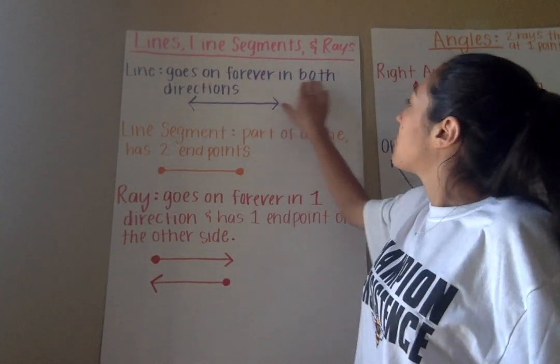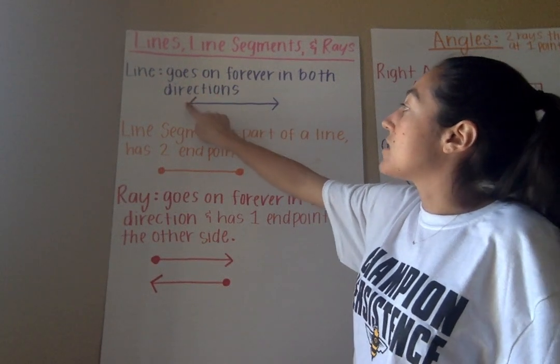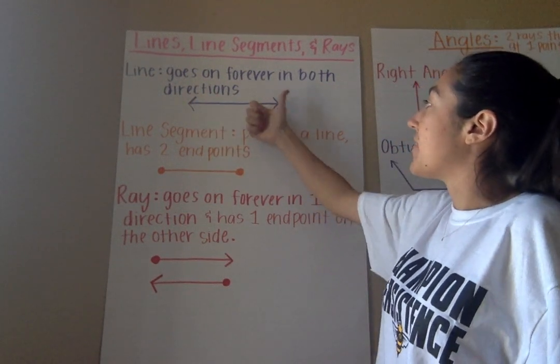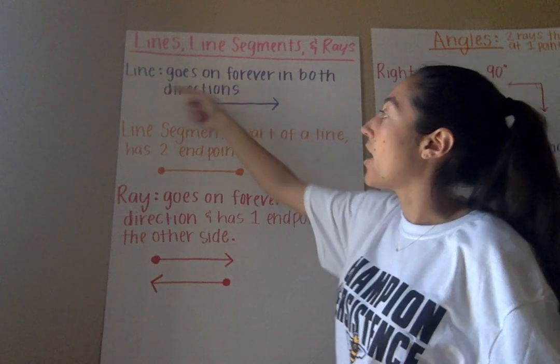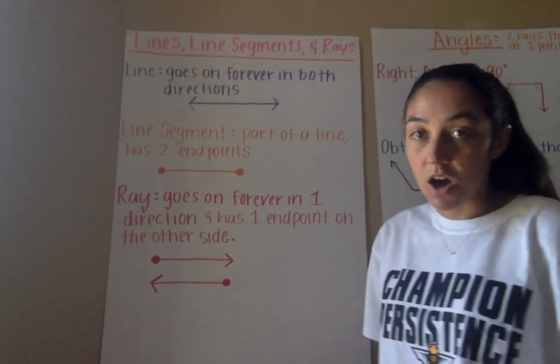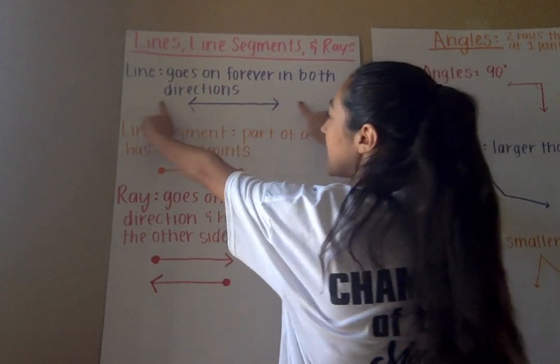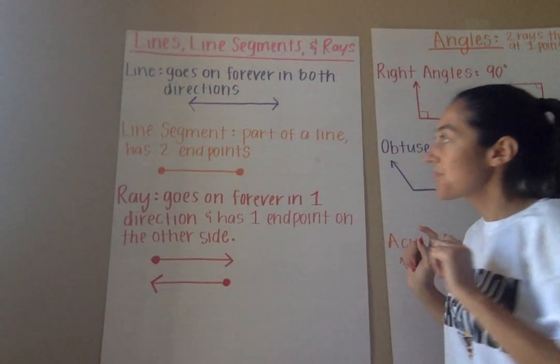Okay, so to start, we're going to go over lines. A line goes on forever in both directions. So these arrows right here represent that this line can continue going on as far as it needs to go. So arrows represent it can go on forever.